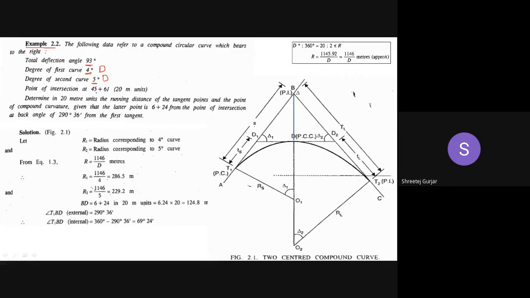The point of intersection has a chainage of 45 plus 61, and each chain is 20 meters in length. So they have given the chainage in chains, as 45 plus 61. We will look into that later. Determine in 20 meter units, that is each chain is 20 meters in length.